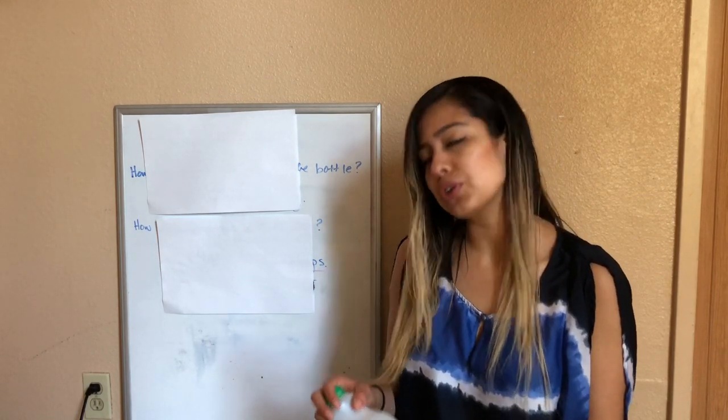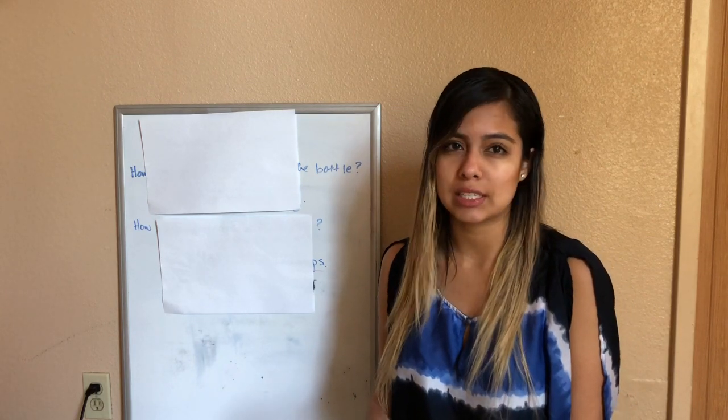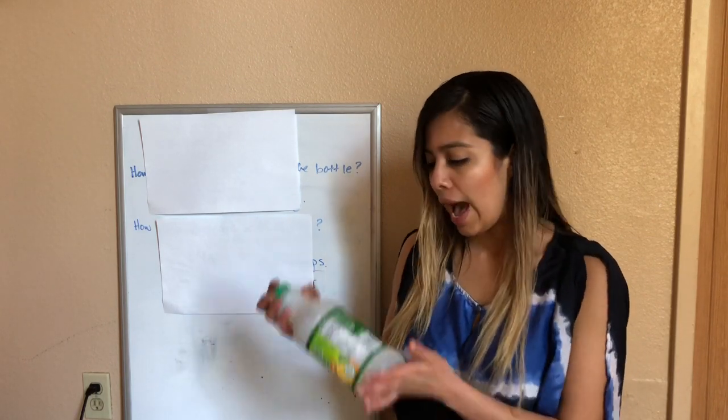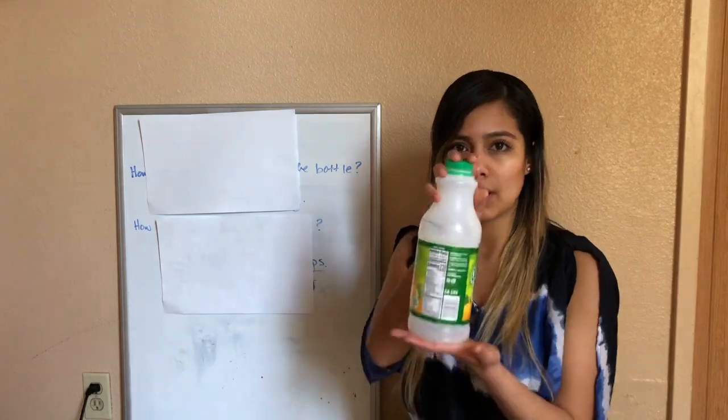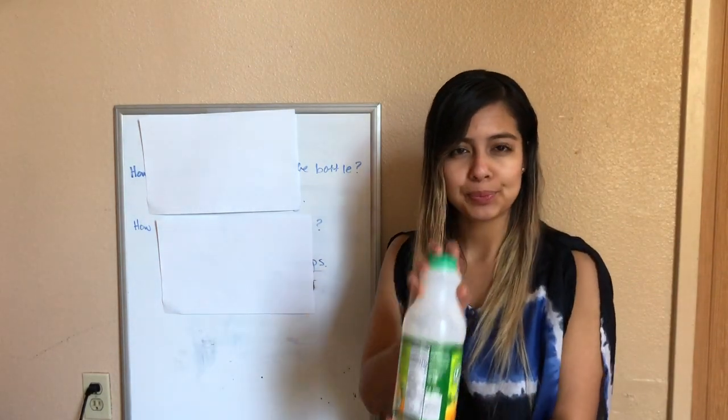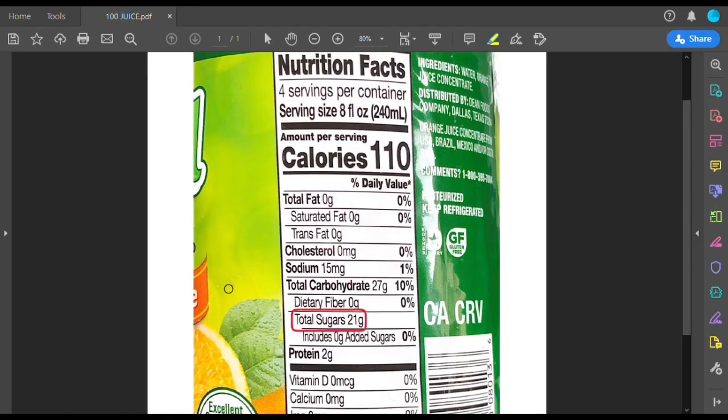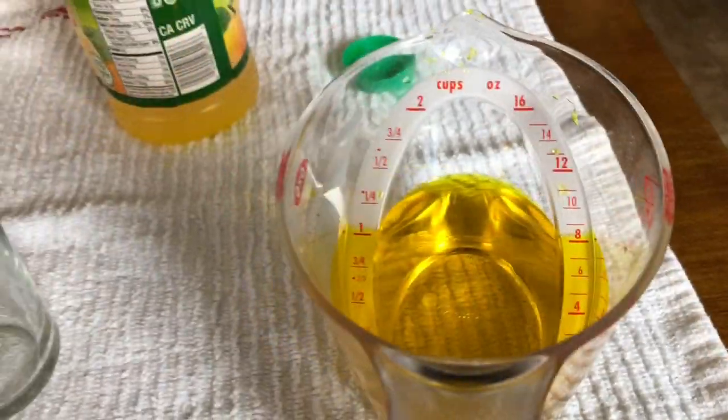So now I'm going to show you how to determine how much sugar there is in a drink, any drink. I will be using a 32-ounce juice drink as an example. Here's the label for our drink. It says here there are 21 grams of sugar per serving. The serving size for this drink is 8 ounces. Here's what 8 ounces looks like.